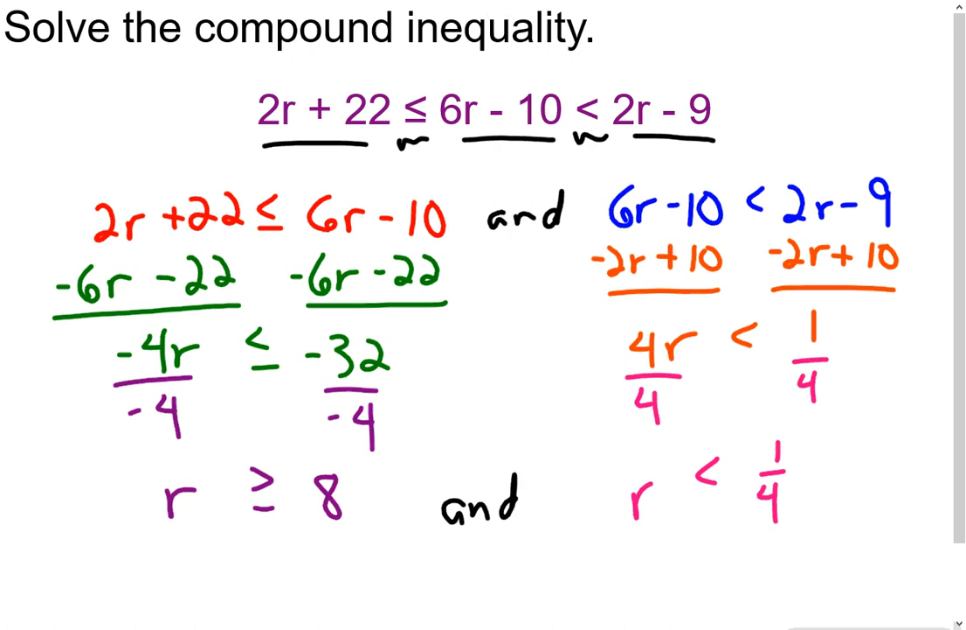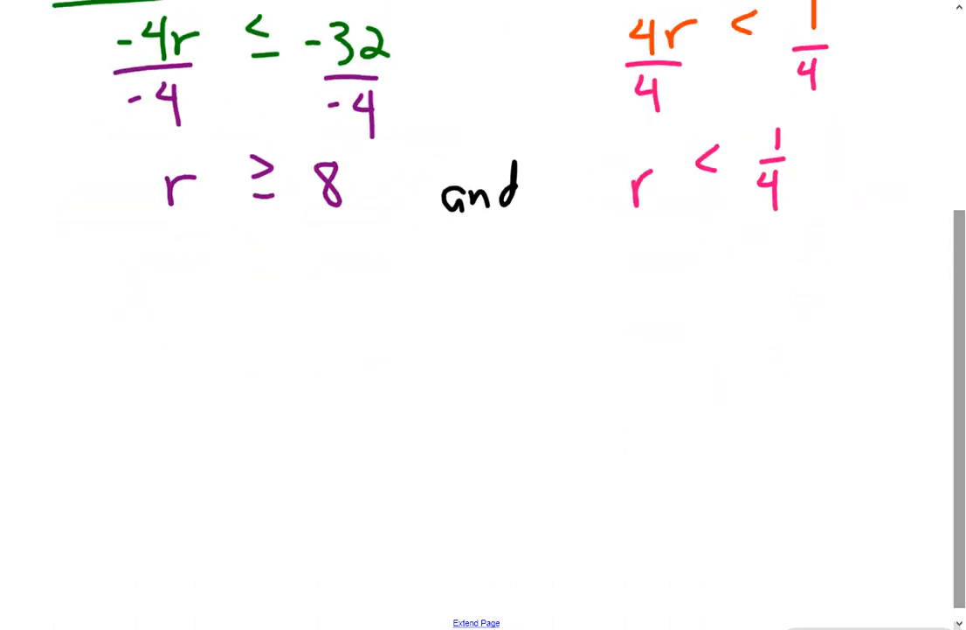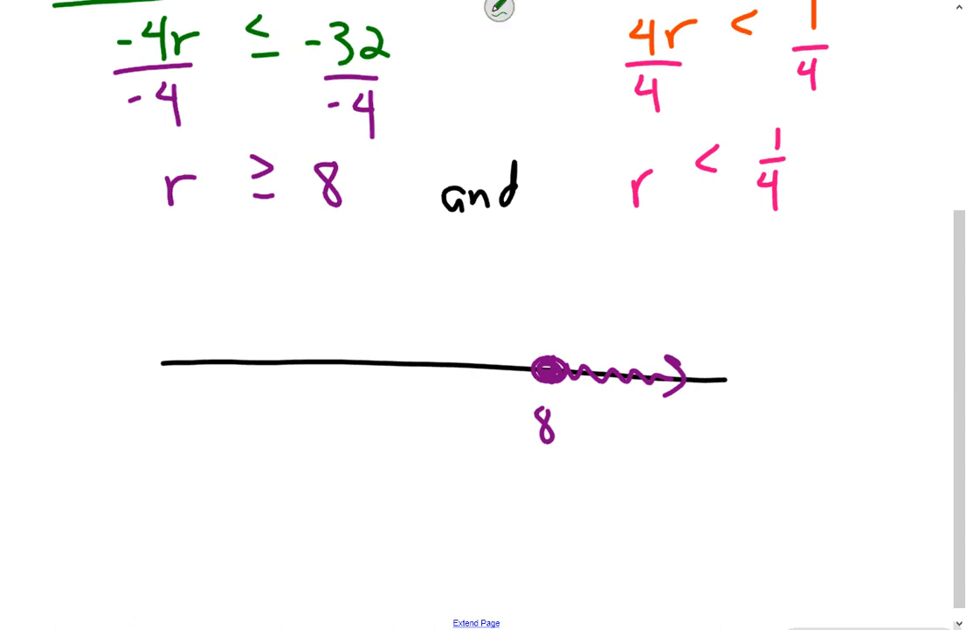But again, don't just stop there. Let's try to think about what this looks like on the graph, because I think that helps us come up with our solution to this one. So if I graph this, r is greater than or equal to 8. Well, 8 would be, say, here. So then I'd have all of these numbers. But then if we go to 1/4, 1/4 is smaller than 8. So on my number line, 1/4 might be right here. But now I need r being less than 1/4. So open dot, and then it's going to go this way.